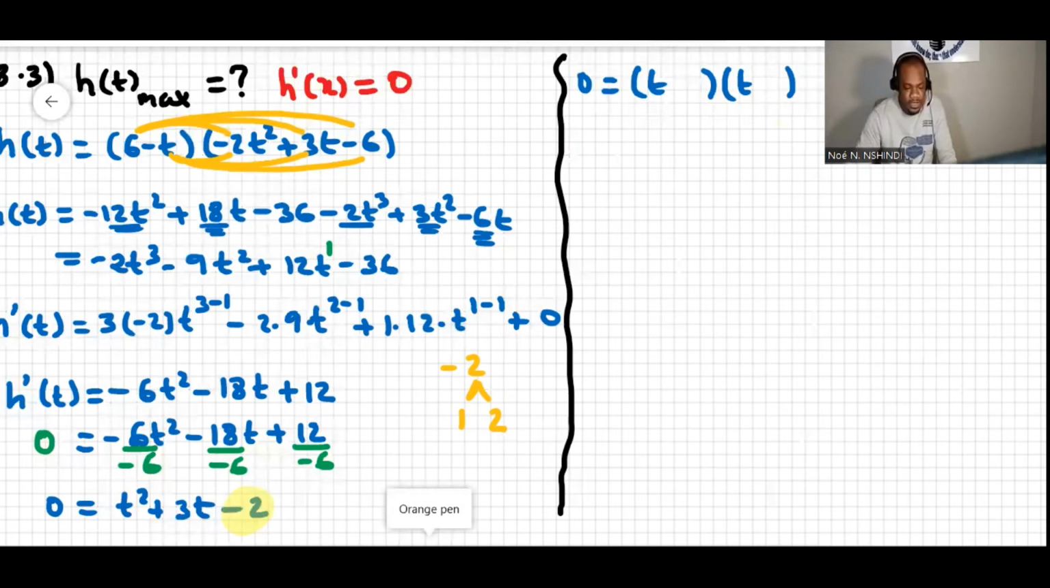Oh, I see now. Over here, this part was supposed to be negative. Because negative 6 times negative 2t squared makes positive 12t squared, 6 times 3t makes negative 18t, and then negative 6 times negative 6 makes positive 36, and then negative t times negative 2t squared makes positive 2t cubed.